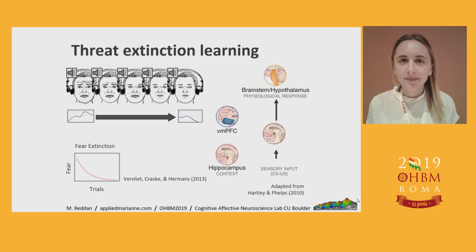And so this type of learning involves a wider network. It involves the hippocampus, which integrates contextual information about the extinction context. And then in order to activate the extinction memory later, the VMPFC will integrate information from the hippocampus about the context of extinction, and if it determines that it's in the extinction context, it will activate inhibitory cells in the amygdala, and then that would suppress the activation of the physiological response.